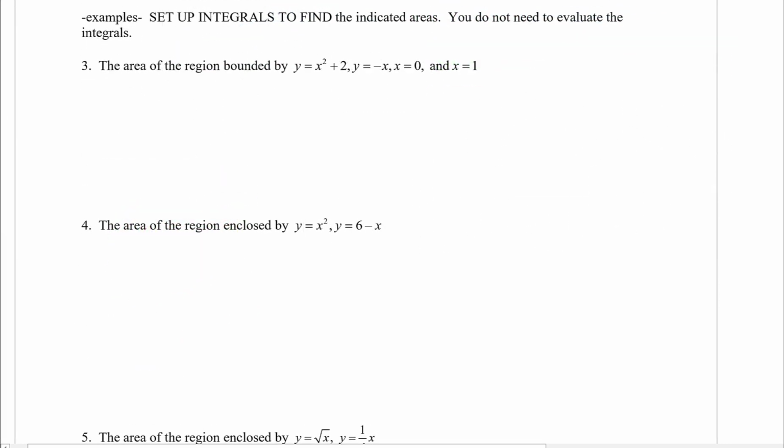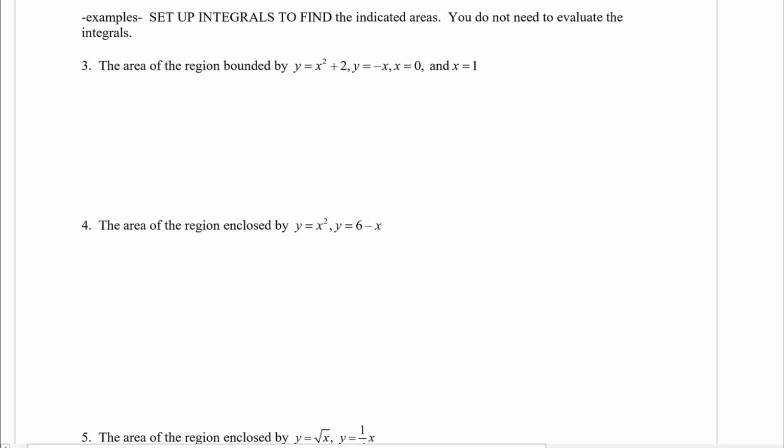And that's going to be what we're going to be using to set up our integrals for the next problems. All right, so these examples, we're going to set up integrals to find the indicated areas. You do not need to evaluate the integrals. Number 3, the area of the region bounded by y equals x squared plus 2, y equals negative x, x equals 0, and x equals 1.